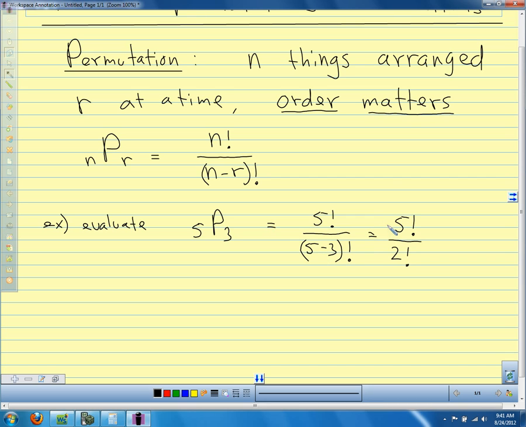So let's do it longhand, and then I'll show you on the calculator. So the longhand way is 5 times 4 times 3 times 2 times 1 divided by 2 times 1. I can cancel this with this, and that's just 5 times 4 times 3.